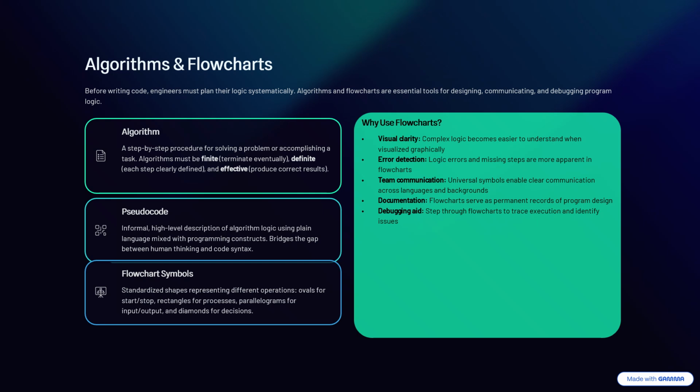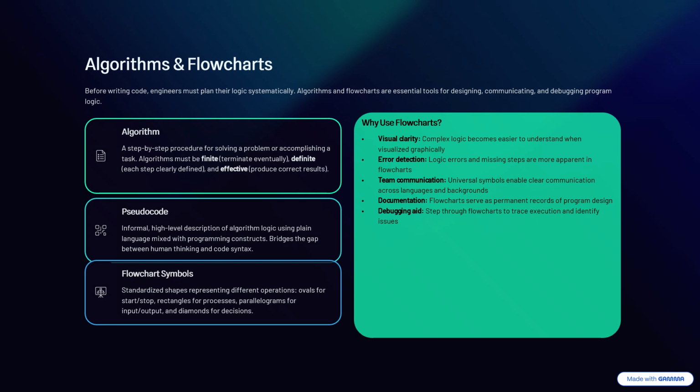What is pseudo code? This is an informal high-level description of logic using plain language mixed with programming terms. It bridges the gap between human thinking and how code is actually written. Flowchart symbols. We use standard shapes to represent different actions. Oval for start and stop, rectangle for processes, parallelogram for input and output, and diamonds for decisions.